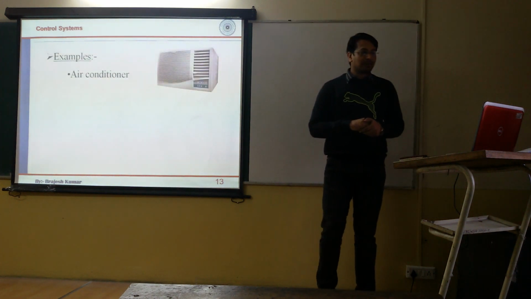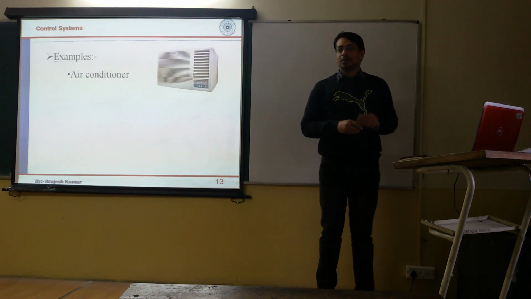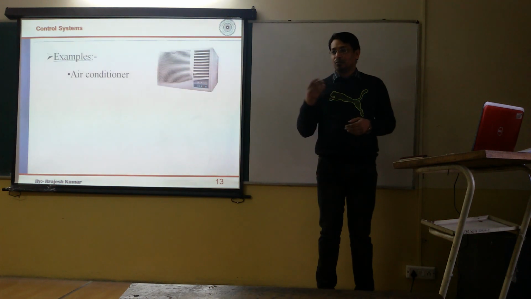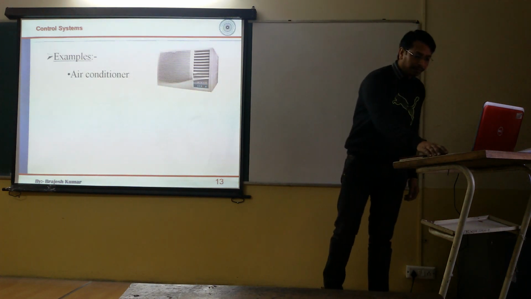Coming to some examples, a very familiar example is the air conditioner, because here feedback is there. You provide a set point temperature, and accordingly a thermostat, or thermal sensor, senses the temperature of the room and generates an error signal. The controller utilizes it to generate a command signal which manipulates the value for your room, or you can say your process or plant.